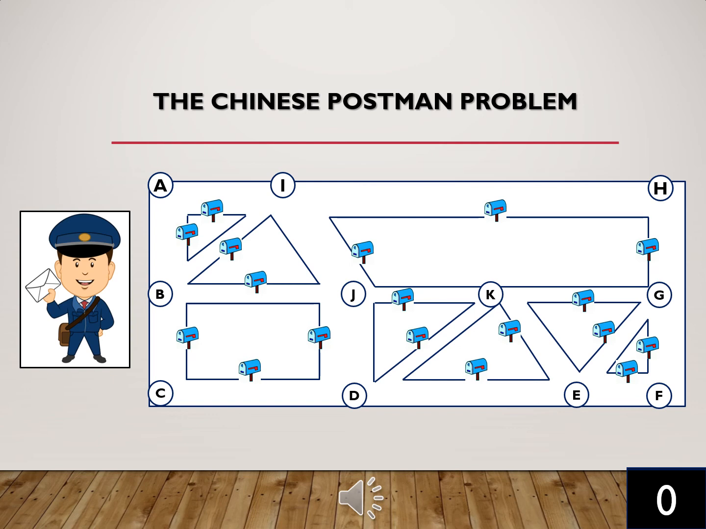By inspection, we can see that A has a degree of 2, B has a degree of 4, C has a degree of 2, D has a degree of 4, E has a degree of 4, F has a degree of 2, G has a degree of 4, H has a degree of 2, I has a degree of 4, J has a degree of 4, and K has a degree of 4. Since every vertex has an even degree, we know for sure that this problem contains an Eulerian graph.